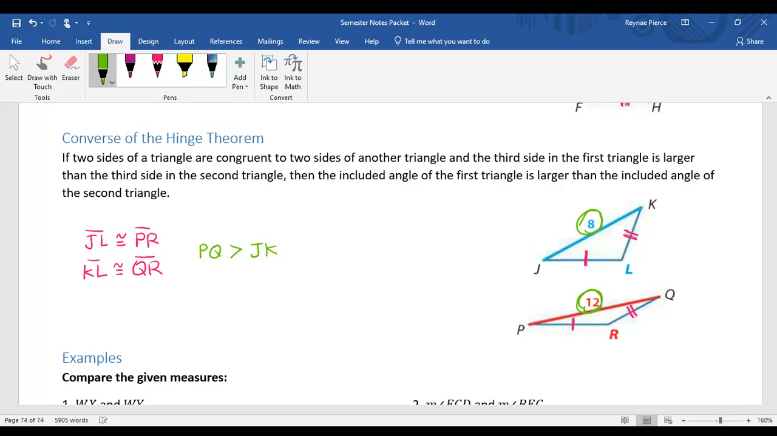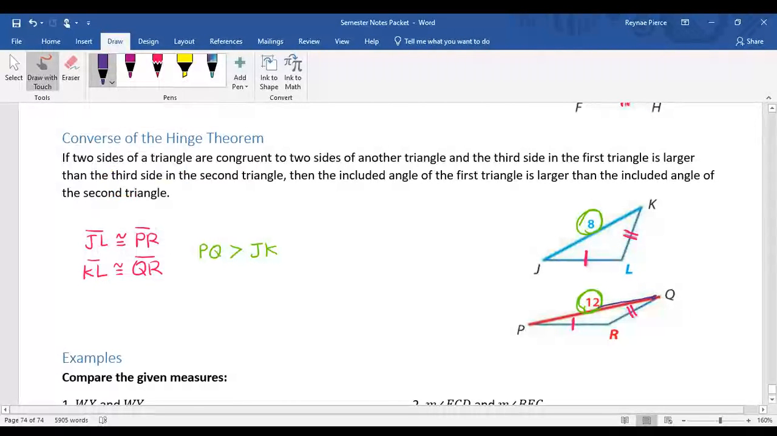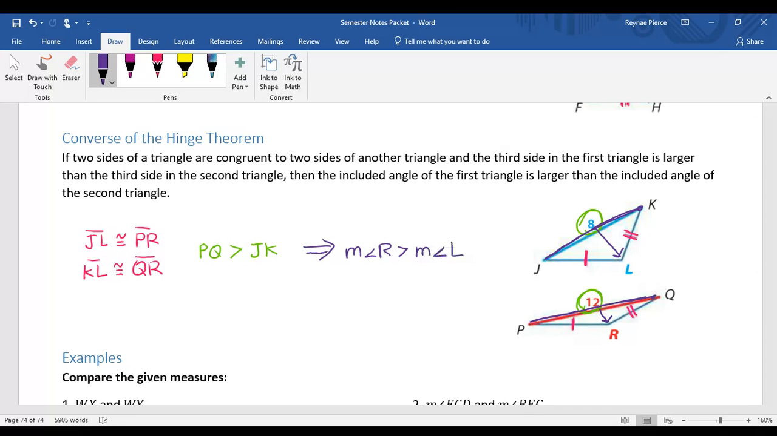So here, the distance from the door to the doorway is larger than it is here. That means that angle R, that's opposite that larger opening, is bigger than angle L, when that door is not open as wide.